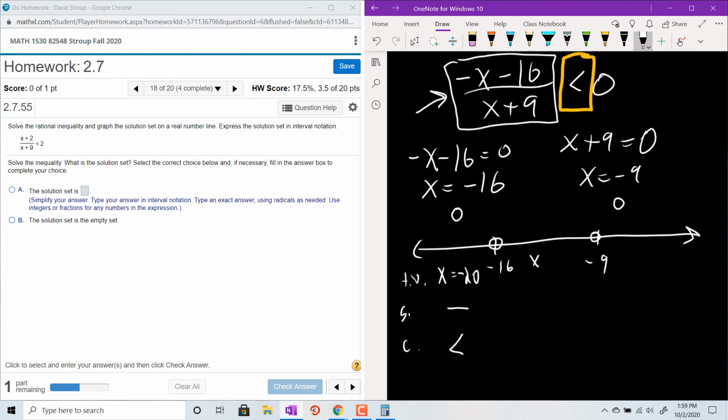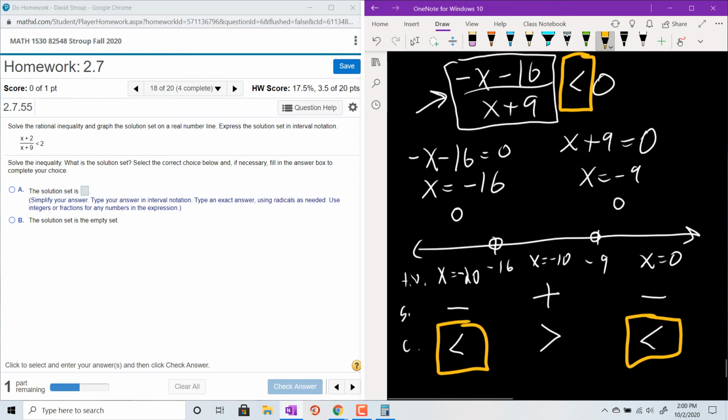The next interval I'll try negative 10. So negative 10 is positive 10, minus 16 is negative, all over negative 10 plus 9 is negative. Negative divided by negative is positive. So that's greater than. And then we could try 0. That'll give us a negative over a positive, which is negative. That'll be less than. And of course, the intervals we want then are the less than intervals. And we are using parentheses, okay, because they're both open dots.